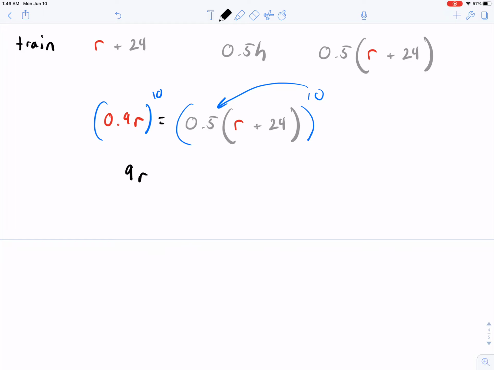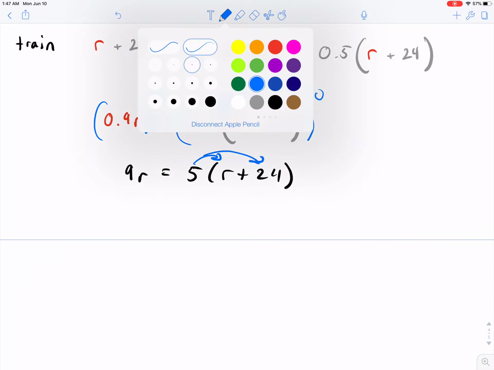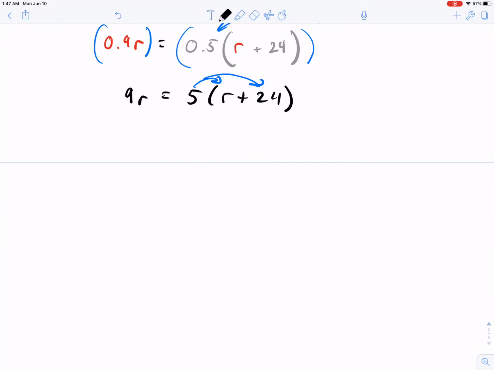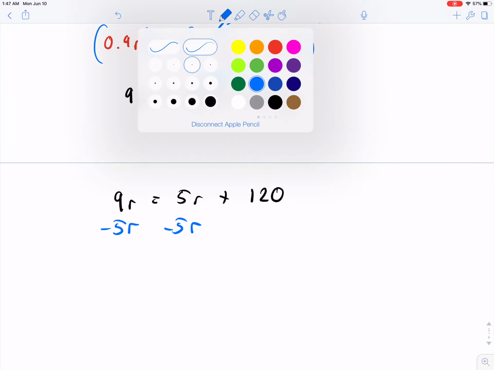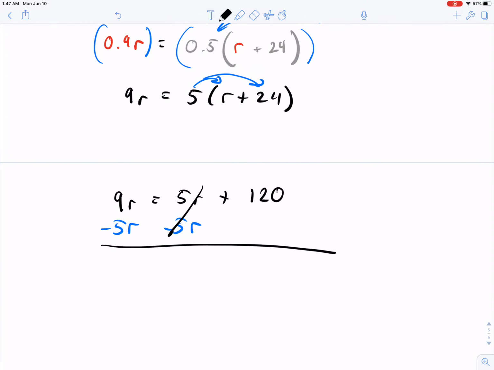So then you say 9r equals 5 times (r plus 24). This is an equivalent equation that's going to have the same solution set. So if we continue to solve, we're going to distribute this 5. So then I'm going to continue on this page. We have 9r equals 5r plus, what is that, 120, right? Then we subtract the 5r on both sides. So then we get 4r equals 120. Divide both sides by 4.